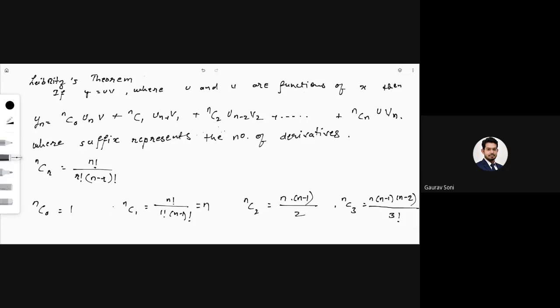You can either remember this formula in terms of nCr, or you can remember yn is equal to un v plus n into un minus 1 v1 plus n into n minus 1 divided by 2 into un minus 2 v2, and so on.